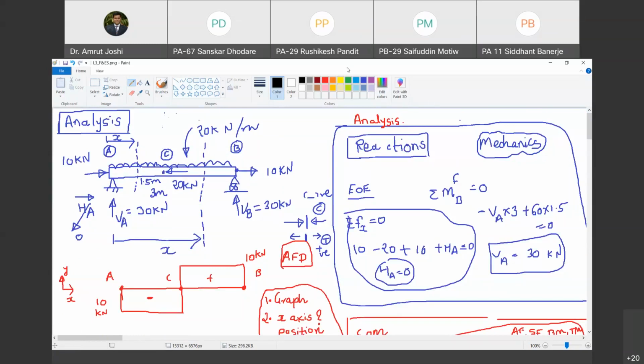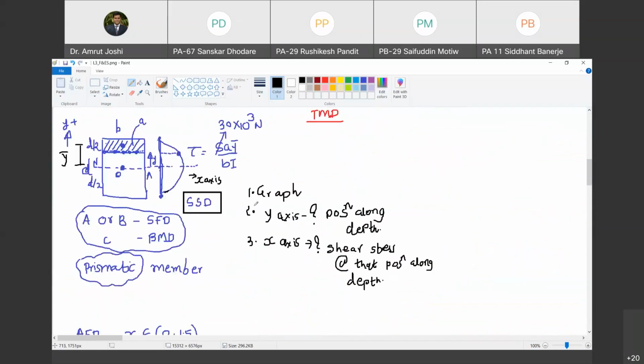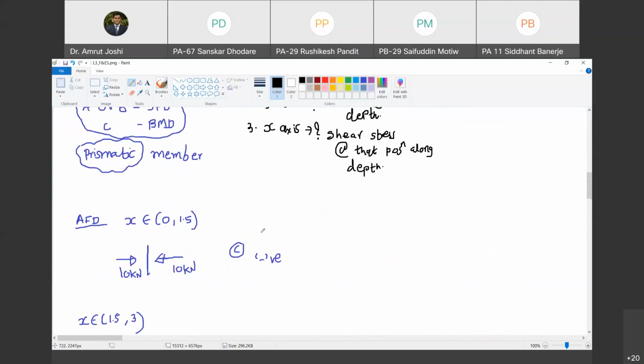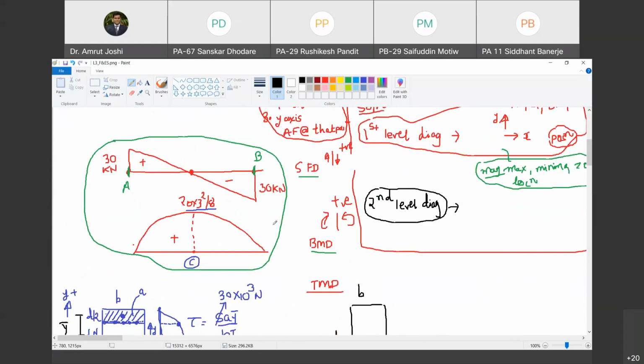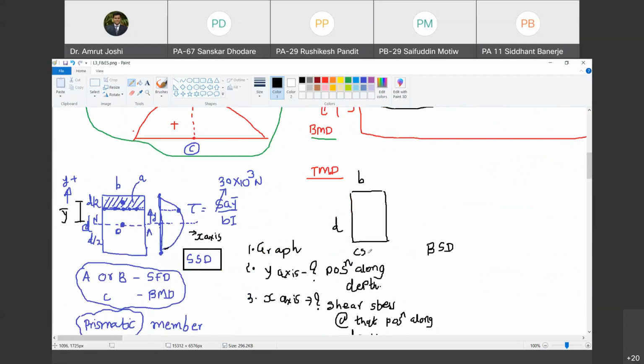Siddhant, are you with me? Yes, sir. Okay. So this is also a graph where we plot position along depth as ordinate and shear stress at that position along the depth as abscissa. Now, what must be then? Something called the bending stress distribution diagram. So when it comes to bending, I am drawing this cross section which has width B and depth D, but where is this cross section taken? When it comes to bending, where should I take this cross section? At C, isn't it? Yes, sir. So it is the cross section at C.